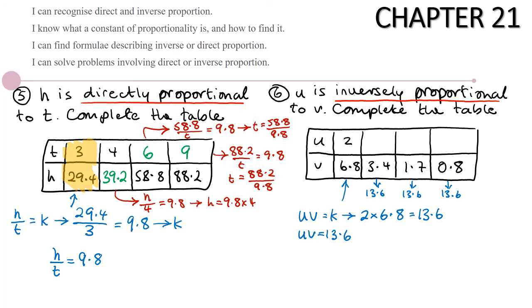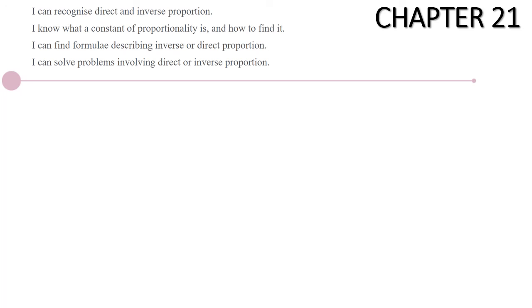So this is really easy. All I've got to do is divide 13.6 by each of the numbers. So first one, 13.6 divided by 3.4, missing number 4, easy. Next one, 13.6 divided by 1.7, I get 8, easy. Next one, 13.6 divided by 0.8 is 17. Easy, easy, easy. Okay, you should now be able to do problems to do with direct and inverse proportion.